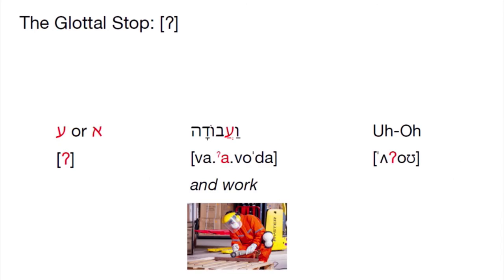As in Hebrew's va'avoda, or English's uh-oh. The glottal stop is what happens when your vocal cords slam shut or pop open on a vowel. In English, we'll often use this popping open glottal stop for emphasis. Hebrew uses glottal stops a little more frequently.